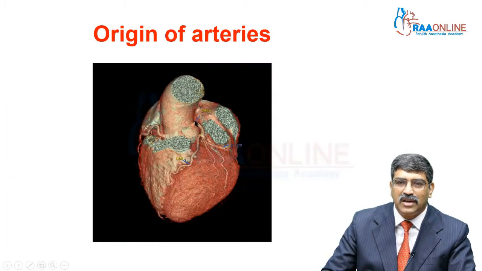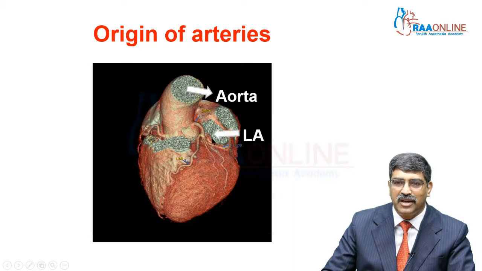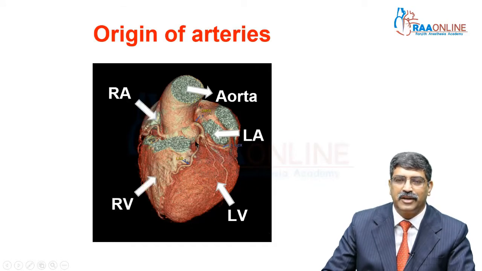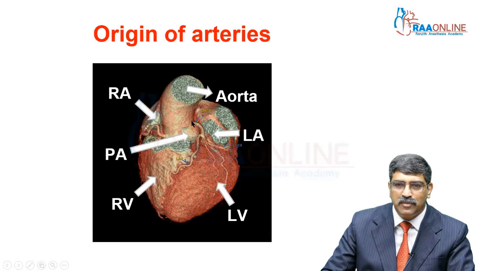From there, you can see the left coronary artery. This is the aorta, this is the left atrium and this is the left ventricle, this is the right ventricle and this is the right atrium, and here you have the PA. The left coronary artery, which is the left main coronary artery, comes from the left coronary sinus between the left atrium and the pulmonary artery. Then it divides into two branches. Here you have the LAD and here you have the circumflex.